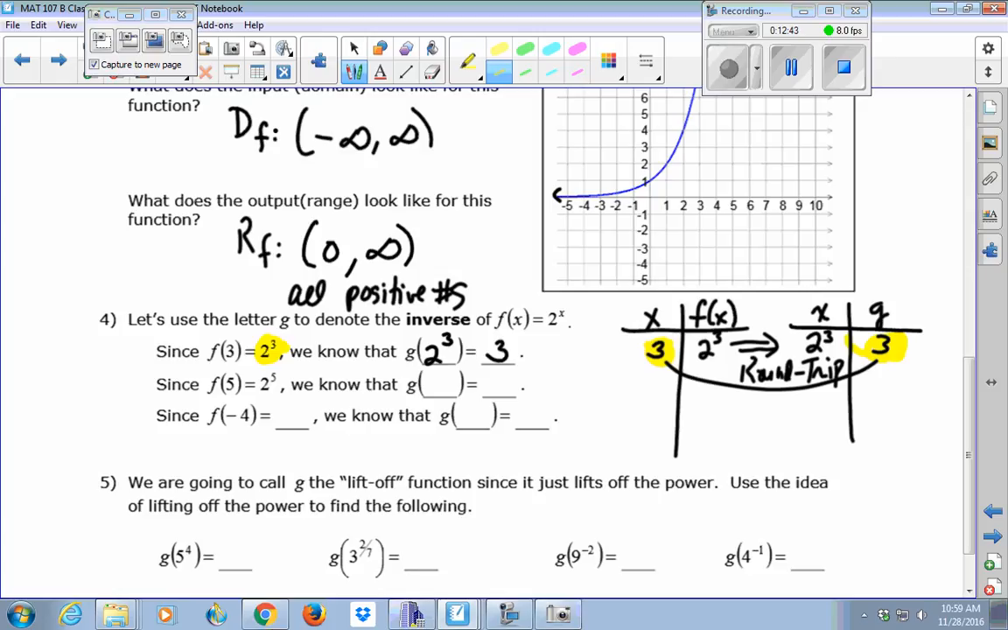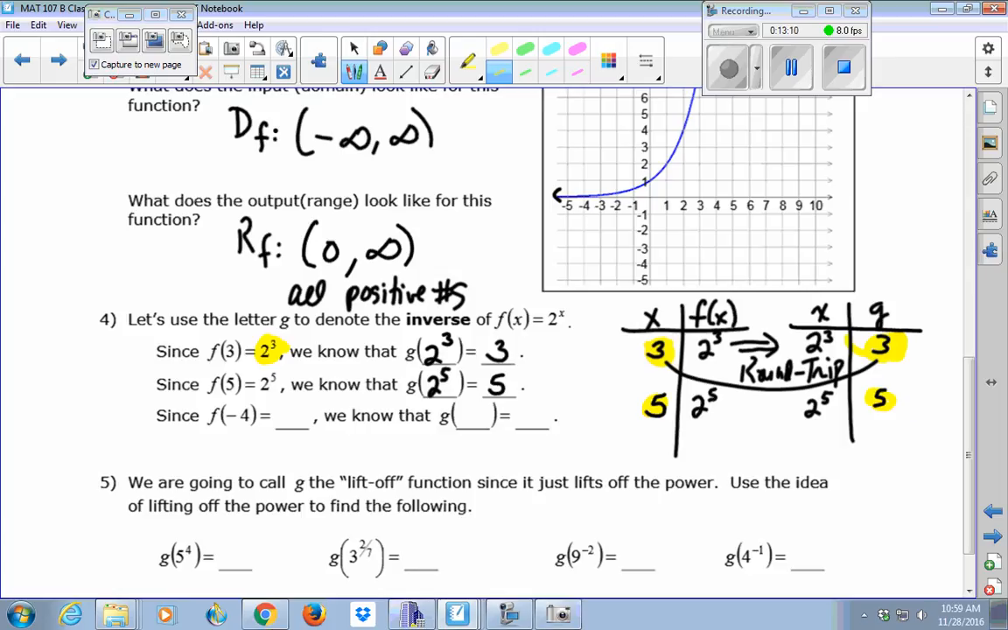Now, if x is 5, let's put a 5 into my exponential function 2 to the x. I get 2 to the 5th. So now I put 2 to the 5th into my inverse function. And what do I come back to? What's my output going to be? 5. Right back to where I started. It's exactly how inverse functions work.